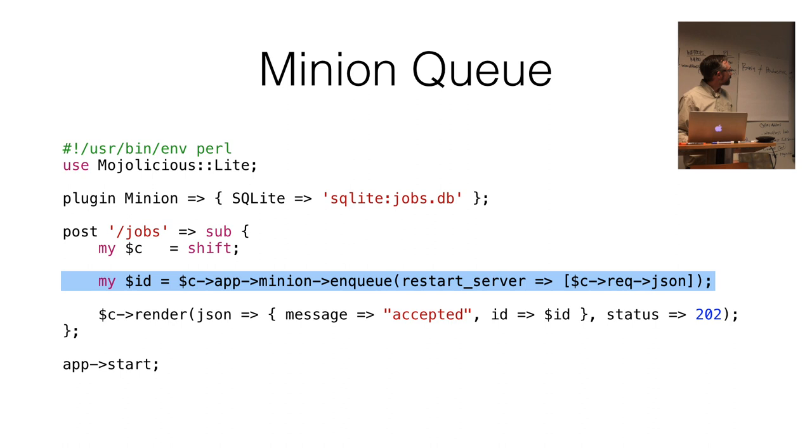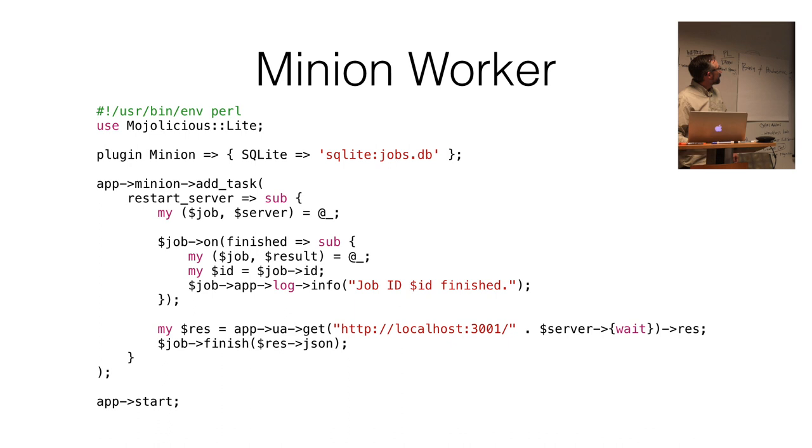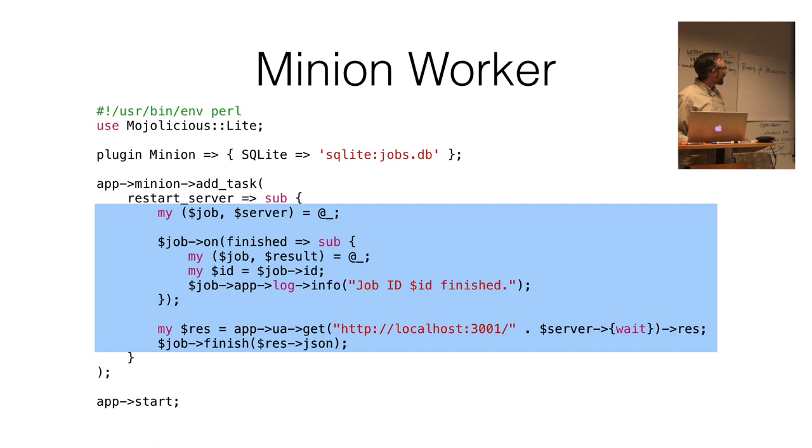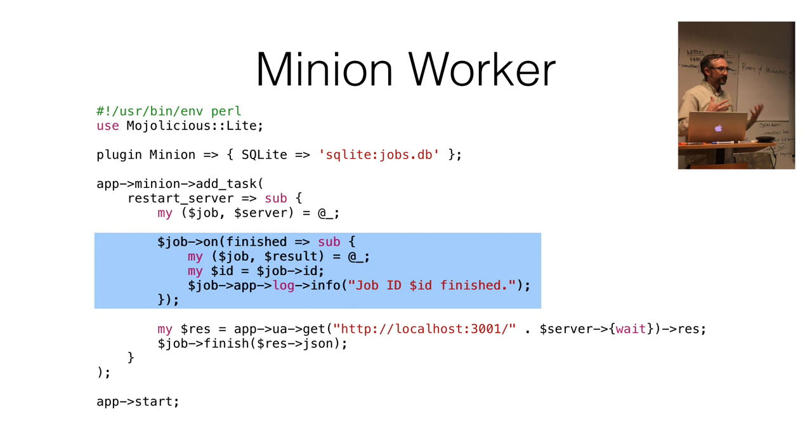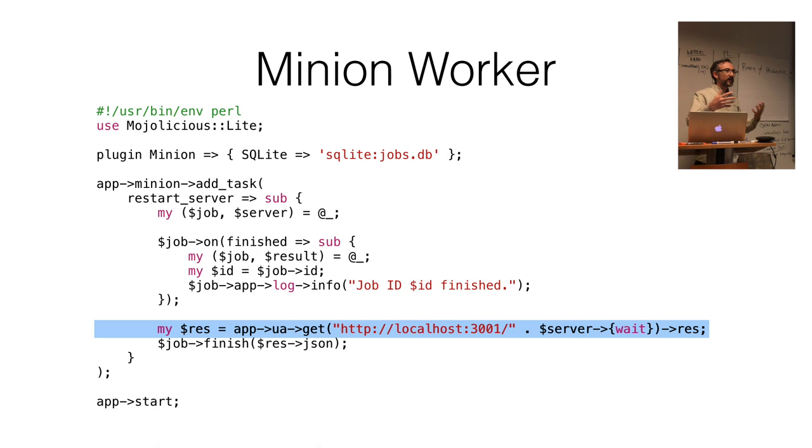And here's the worker side of it. If you remember, we added a restart server job that is defined right here. So we're defining a task, restart server. The worker now says, hey, when I get a job and it's a restart server job, I'm going to run this subroutine. Just to illustrate the event-driven nature of this, I've added a finished handler, so that something will happen when the job finishes. That's not necessary to do. Really, all the work is done in this line right here. This might be we log into a server over cPanel. Maybe we're talking over a WHM API. Maybe it's an SSH connection. It's something slow.